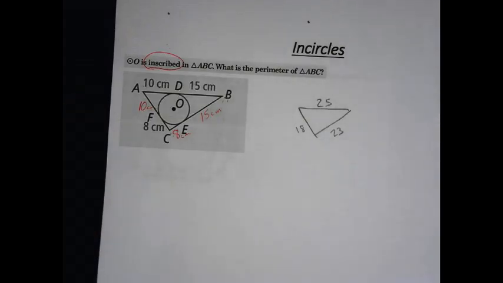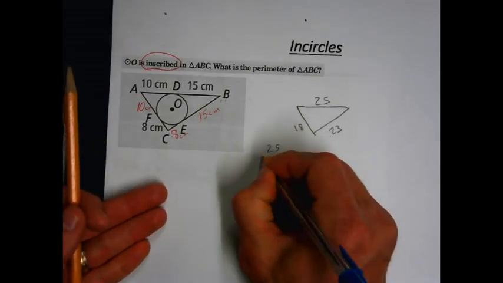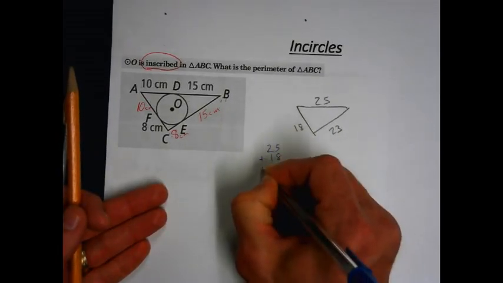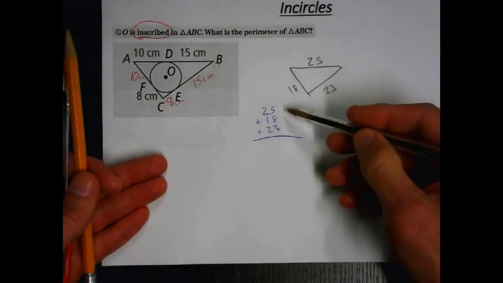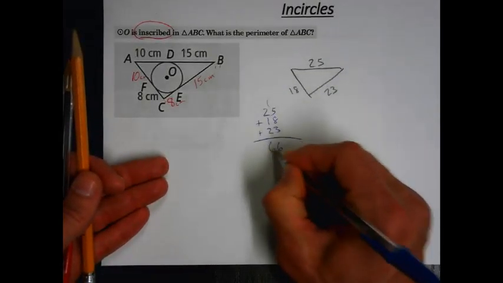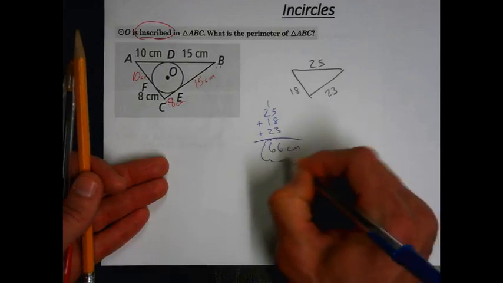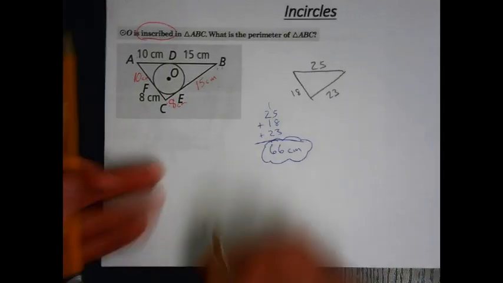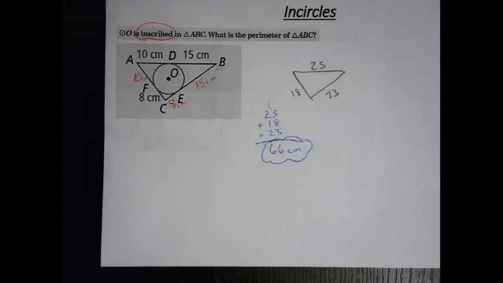So we have our three sides of our polygon. We find perimeter by adding them all up. So we do 25 plus 18 plus 23. And let's see, we do some old school math. 8 and 3 is 11 and 5 is 16. Carry the 1, that's 66 centimeters. So the perimeter is 66 centimeters. And that's how that works.